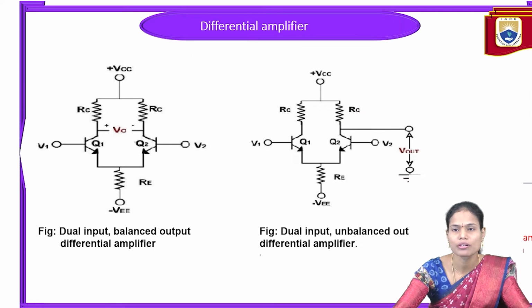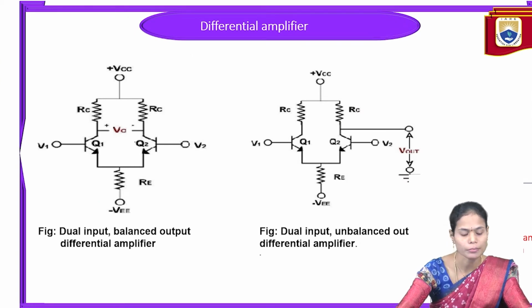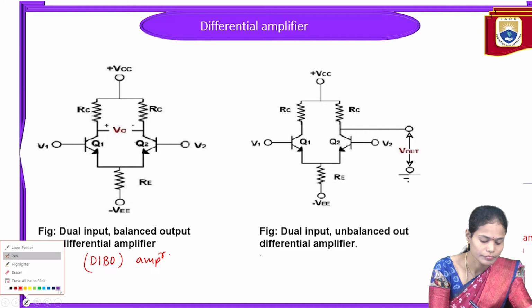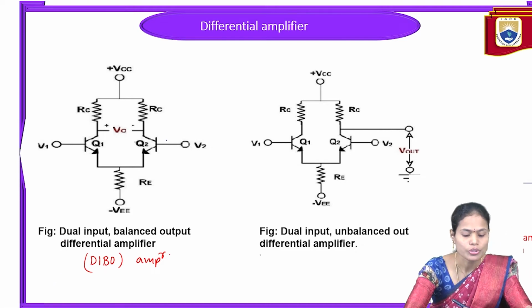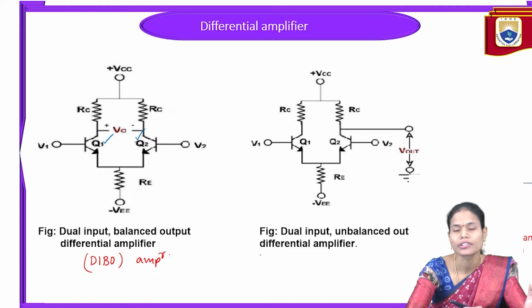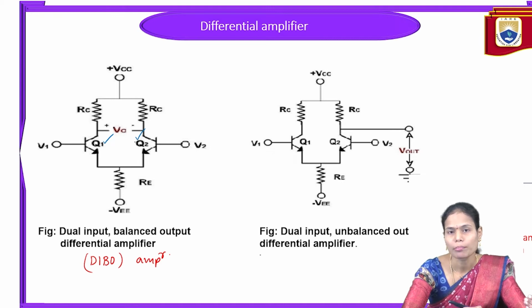Now we will see the circuits of the four differential amplifiers. The first one is the dual input balanced output differential amplifier, in short the DIBO amplifier. To design this we require two identical transistors Q1 and Q2 with two equal collector resistances as well as two equal emitter resistances. These conditions are a must: collector resistances must be equal, emitter resistances must be equal, and the characteristics of both the transistors must be ideal here.